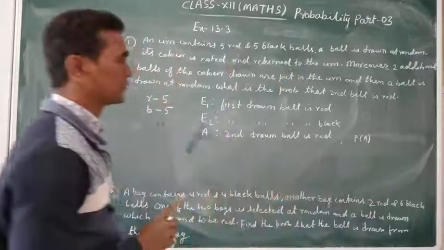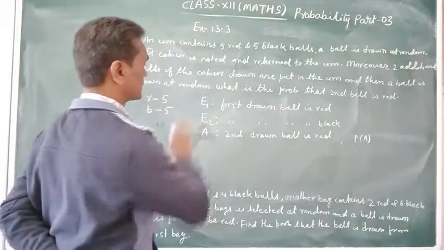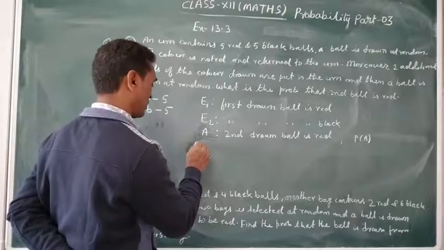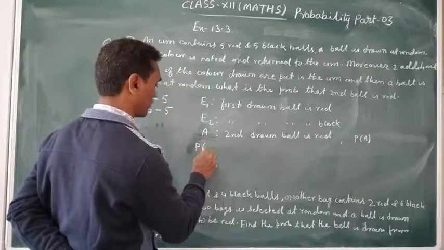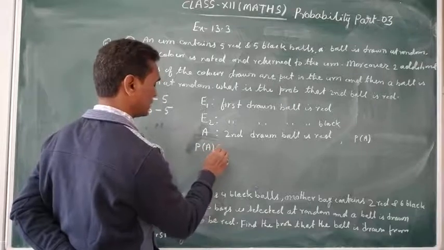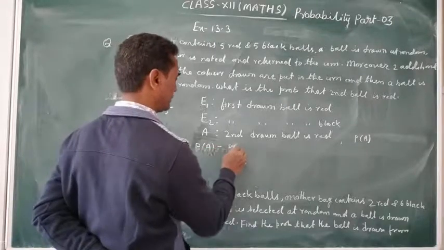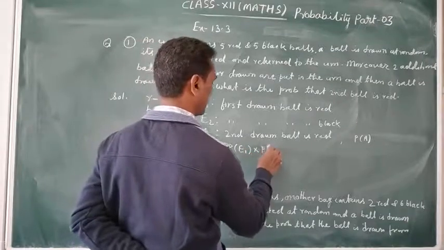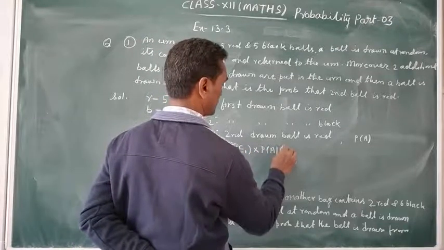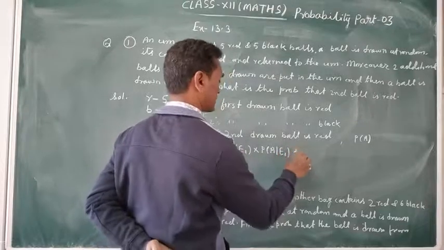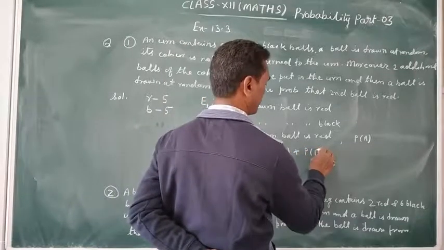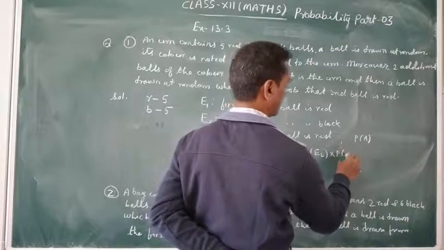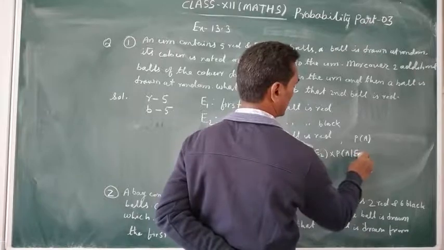But the sample space is not unique. In both situations we have to consider the sample space. So according to our formula, the probability of A is equal to the probability of E1 into the probability of A given E1, plus the probability of E2 into the probability of A given E2.